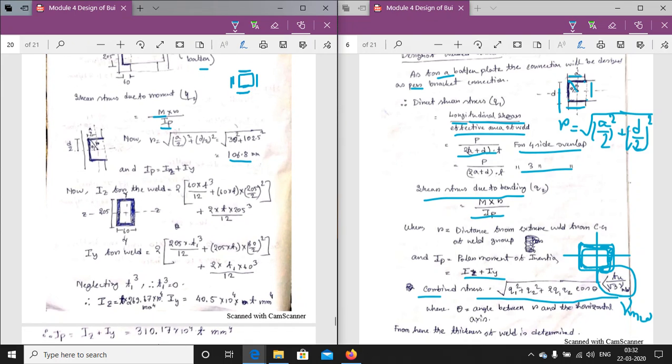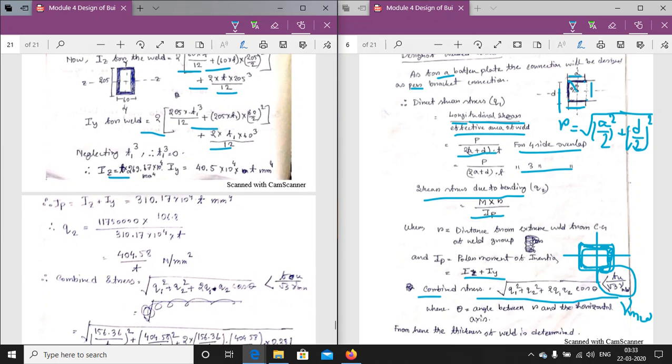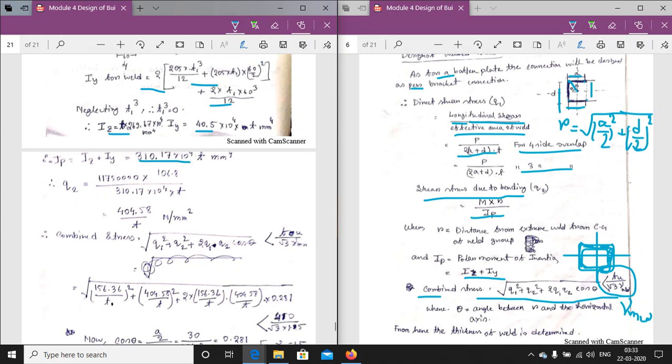Now Ip is the polar moment of inertia for the weld section. If this is 205 and this is 60, Iz will be that value. I think you all know that, so you can calculate it using the parallel axis theorem. Similarly, Iy for the weld you can calculate using the parallel axis theorem. We get Iz equal to 269.67 into 10 to the power 4, and Iy equal to 40.5 into 10 to the power 4. So Ip will be equal to 310.17 into 10 to the power 4.